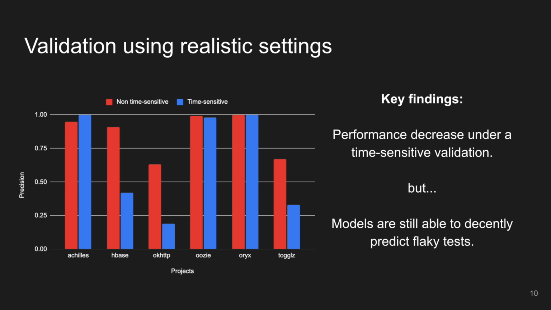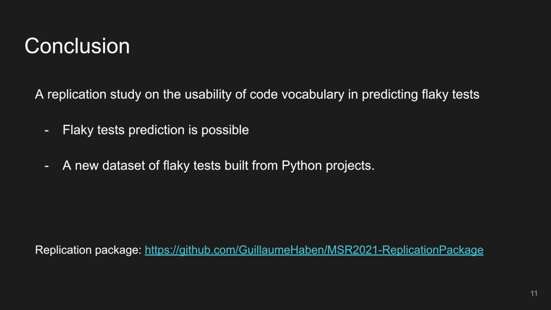The key findings are that performance decreases under a time-sensitive validation, but fortunately, models are still able to decently predict flaky tests. In conclusion, we showed that it is possible to predict if a given test will be flaky or not only based on its source code, without the requirement of exhaustive reruns. There is hope for developers. We can save them time for flaky test debugging. We also presented a new dataset of flaky tests mined from GitHub Python projects. We also made our replication package available with the data and scripts used in the study.